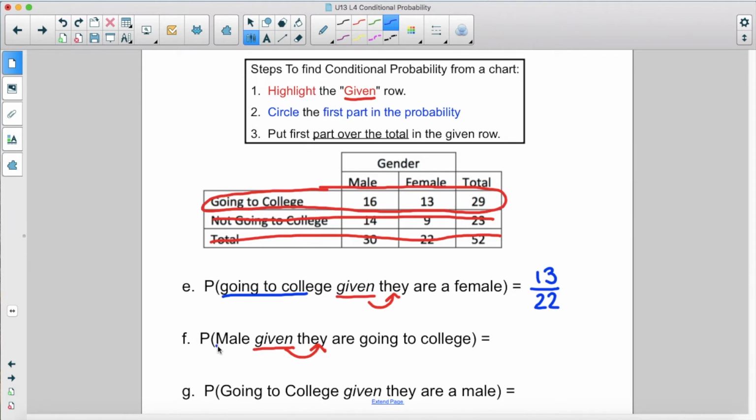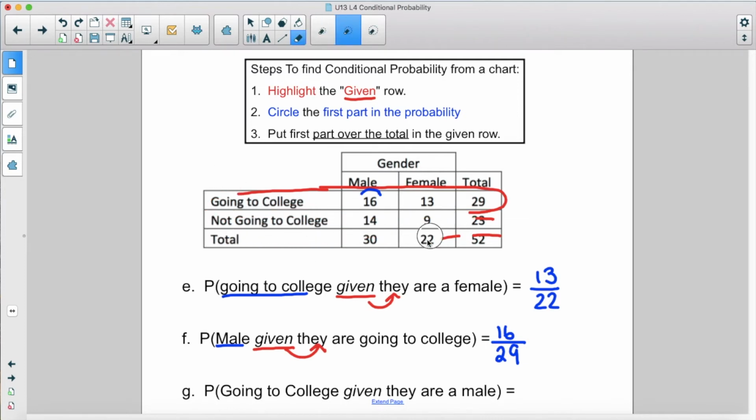Now the one before that is that they're male. So looking here, this is the part where they're male. So the circled number is 16. And the total here is 29. Remember, we're reducing our sample space because now we're only looking at the people that are going to college. We're not looking at any of the other people. Okay, I'm going to erase it so we could do the last one.